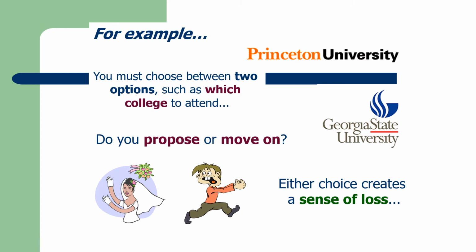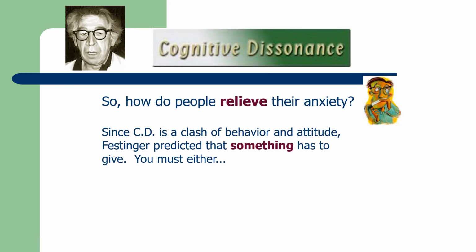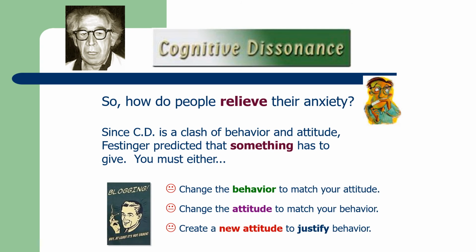So the difficulty is, do you go with Georgia State, stay here, propose to your significant other who can't leave the state for some family obligation, or do you say goodbye to your significant other and go to Princeton. Well, either one of these is going to give you a sense of loss. So this sense of loss creates this anxiety, and so you have to do something to relieve that.